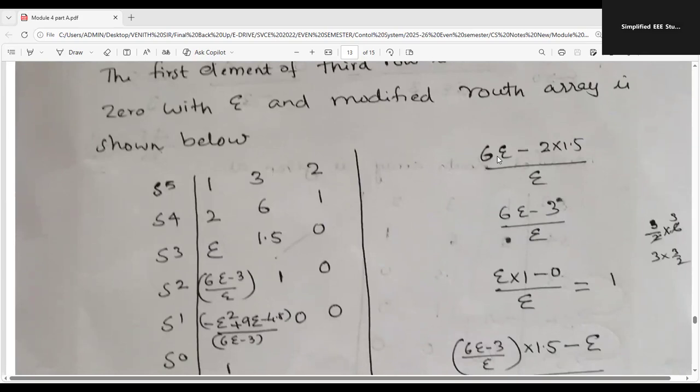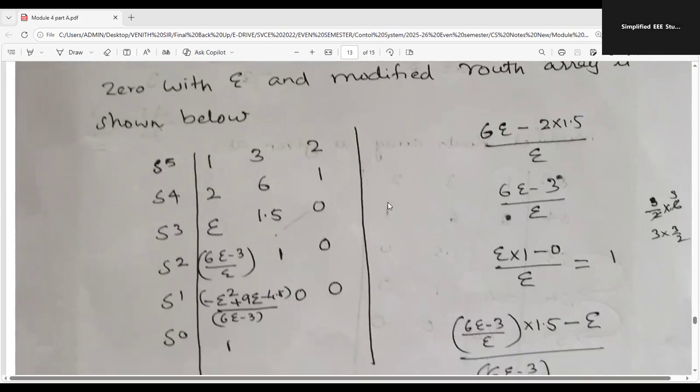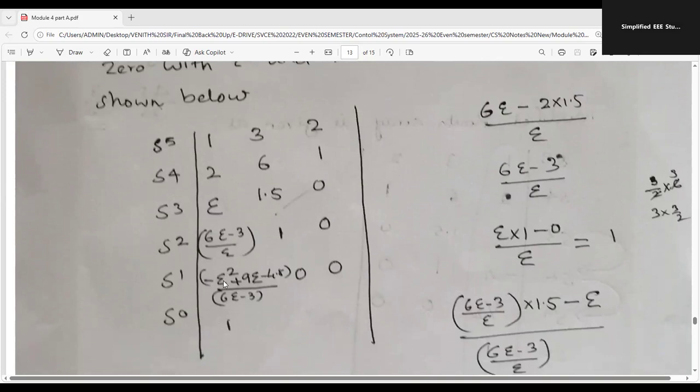Once I substitute epsilon instead of 0, the rest of the elements you are supposed to compute by using the same rule, the matrix rule. It's not a multiplication, that rule which I already explained. It's already there in my first video very clearly. Kindly watch once again. Here, the rest of the elements you are supposed to compute. After computing, you get epsilon, then (6 epsilon minus 3) by epsilon, then (minus epsilon square plus 9 epsilon minus 4.5) by (6 epsilon minus 3).